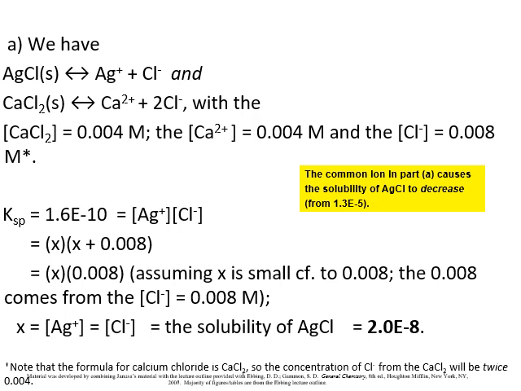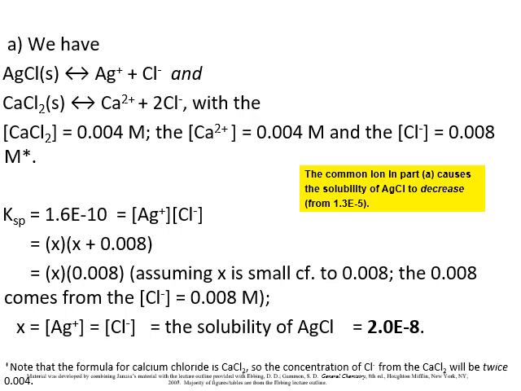So KSP would be 1.6 times 10 to the minus 10th. That equals the concentration of the silver times the concentration of the chloride. For the silver, we've got 0 plus x, which is x. For the chloride, we have 0.008 plus x. Assume that x is negligible in the x plus 0.008. So we just have 0.008 times x equals KSP. To solve that, divide both sides by 0.008, and we get that x is 2 times 10 to the minus 8th.